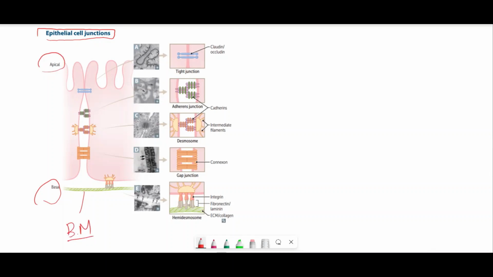So the first junction is the tight junction. The tight junction is basically the junction that is made up of claudin and occludin proteins. This junction prevents the paracellular movement of solutes.